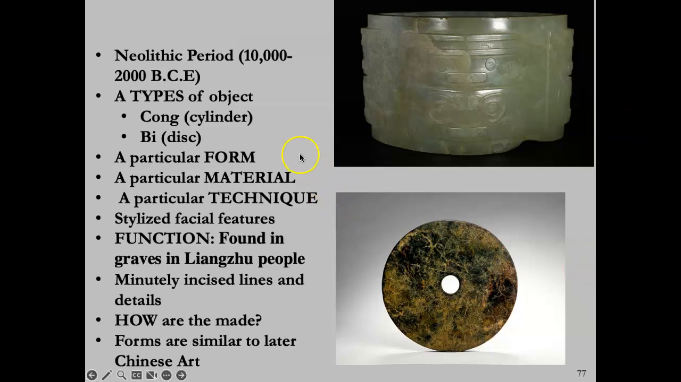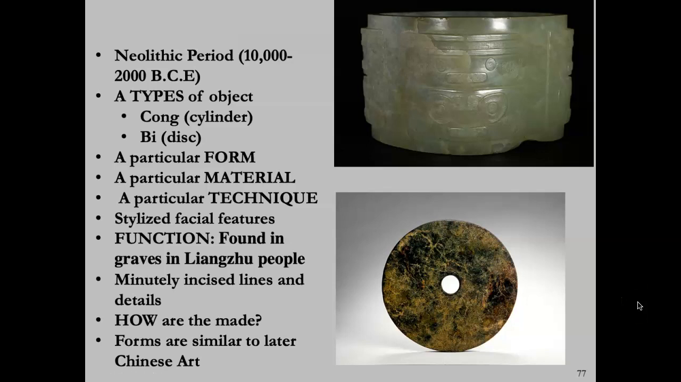So I've listed some really important things to note about these objects: that they have a particular form, and they have a particular material. Jade, as I mentioned, is very hard and difficult to work, so it would have required skill. And there's a video right after this one which gives you a sense of how you work jade. It cannot be carved, and it must be abraded in order to create the ornamentation. Sometimes in these we see stylized facial features, and you can see here that there's sort of two eyes and a mouth.